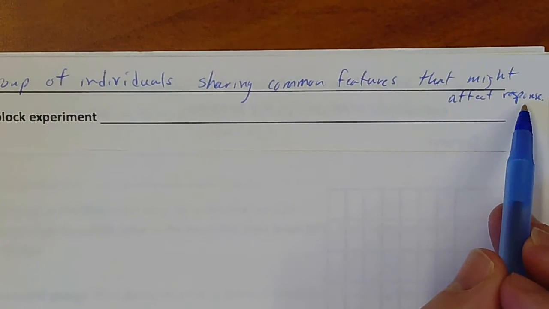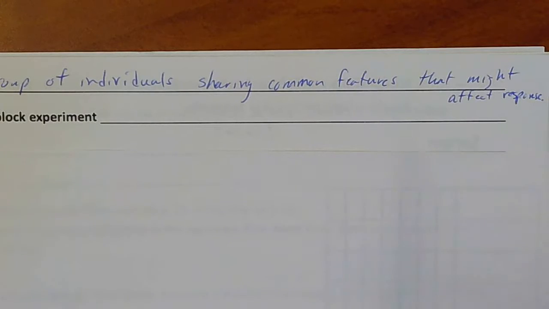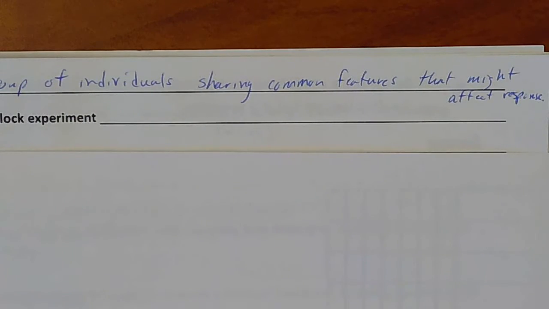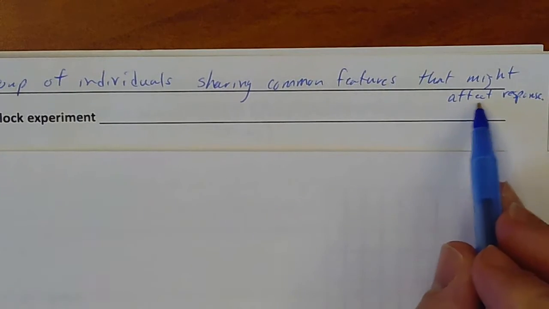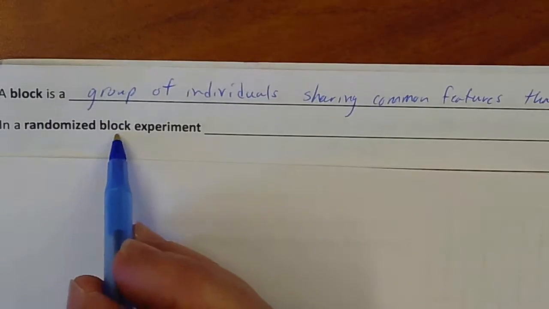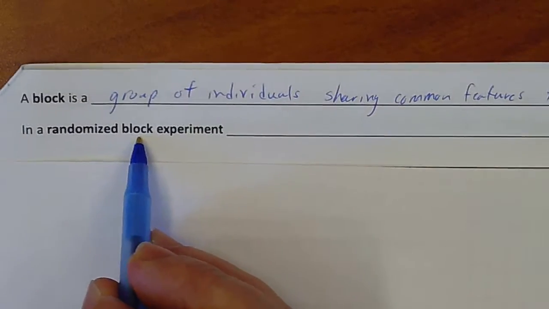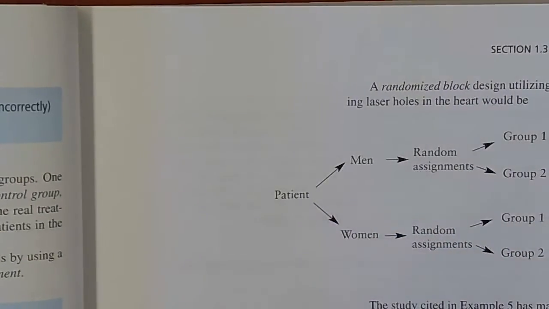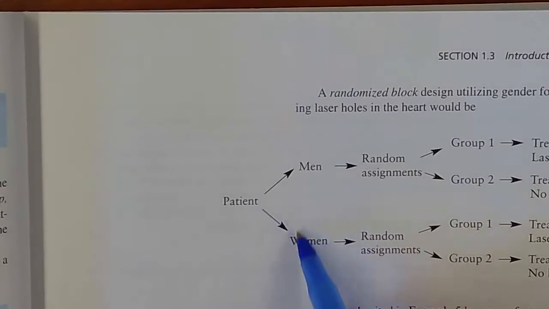So if I were to use that same example about the heart treatment, maybe we know ahead of time that males and females might respond differently to the treatment, the pain relief. So if we think you've got a different response in the groups ahead of time, we block it to begin with. Okay, so a randomized block experiment is going to do this. Here's a good visual aid on it. Everything else is the same. You just block it to begin with.